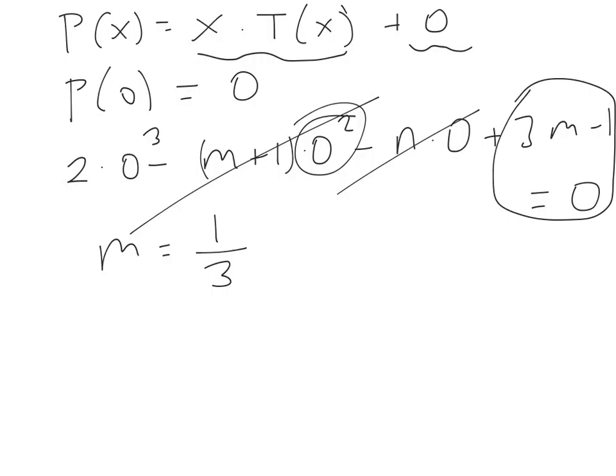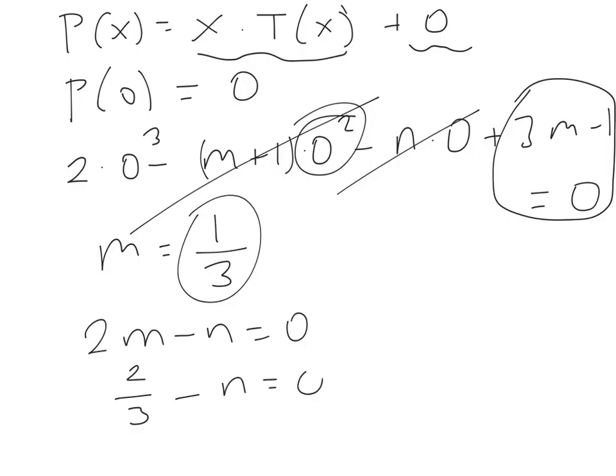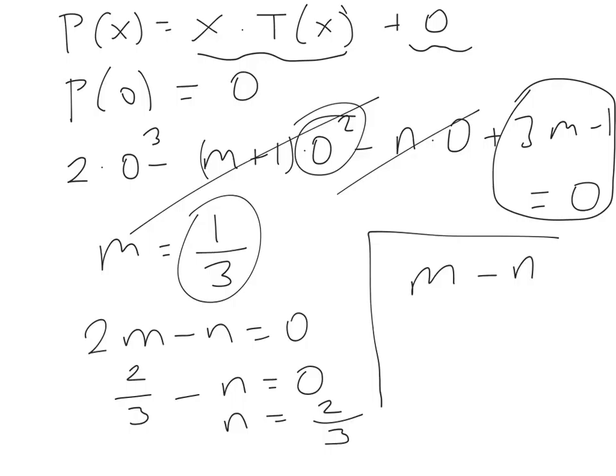Okay, what else did we find? Let's look. 2m minus n was 0 because we found that in the previous equation. So let's plug in 1/3 for m. 2/3 minus n equals 0. Then n equals 2/3. Let's remember what was being asked from us. It was m minus n. So let's find m minus n easily. 1/3 minus 2/3 equals -1/3.